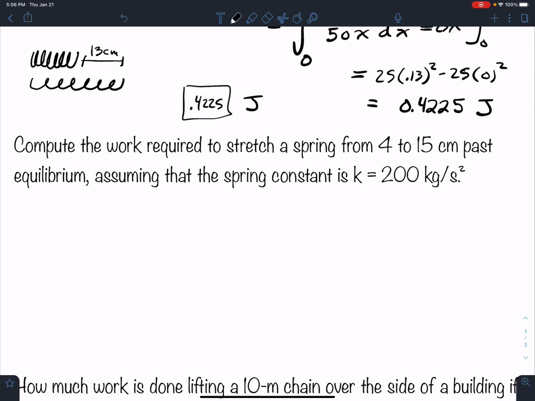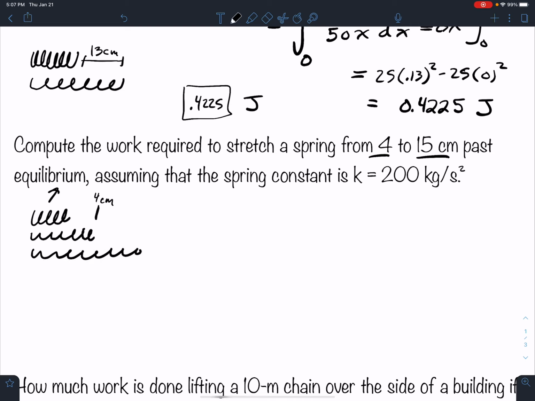Now compute the work required to stretch the spring from 4 centimeters to 15 centimeters past equilibrium. So we take our spring here, and I'm going to stretch it from 4 centimeters past to stretching it to be 15 centimeters past. So I want to know how much work was done in this place right here to go from this spring, stretching it out to get to this spring here.